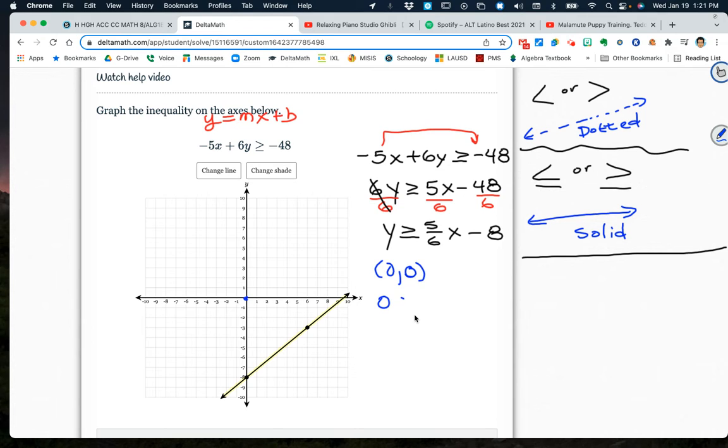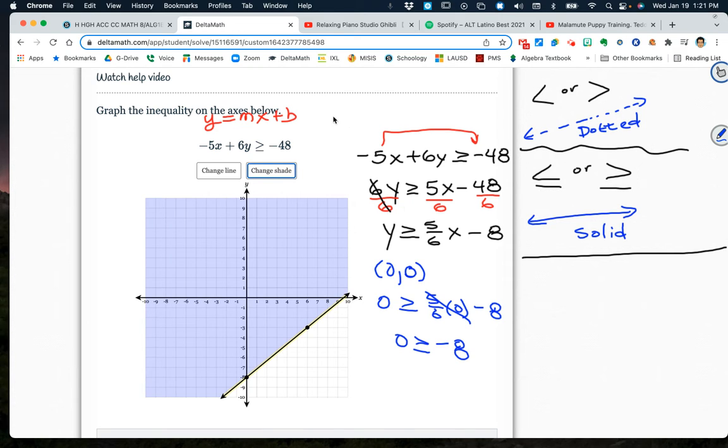So 0 is greater than or equal to 5/6 times 0 minus 8. Of course, this goes away. You end up with 0 is greater than or equal to negative 8. And we ask ourselves, is that a true statement? Is 0 greater than negative 8? It is. So everything on that same side as 0 would be shaded.